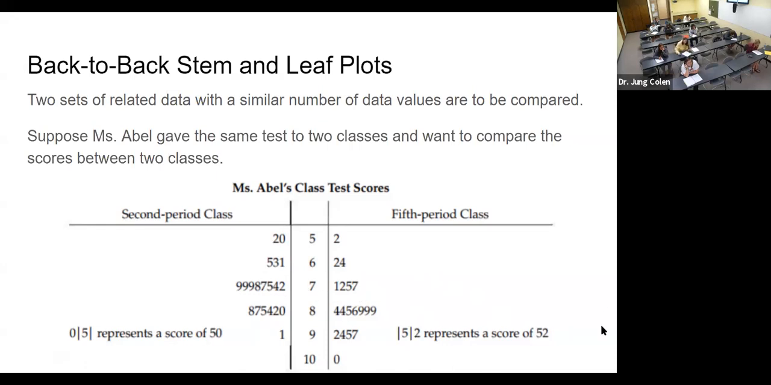Make sense? Okay, so tell me about this data. What do you notice when you're comparing the second period class and the fifth period class? Which class performs better?